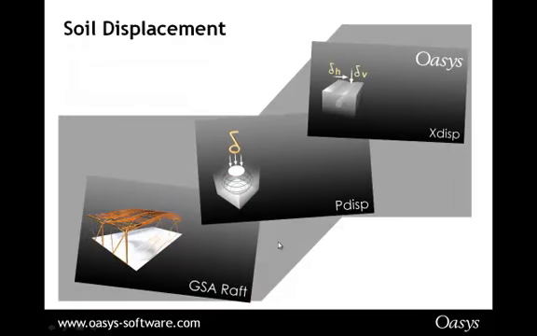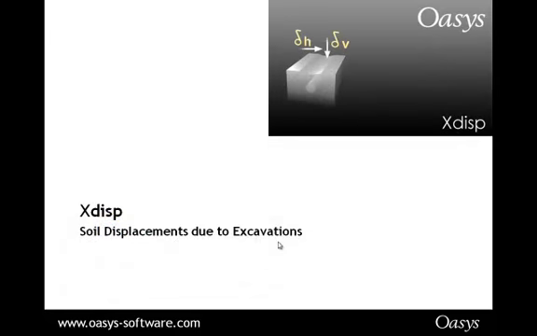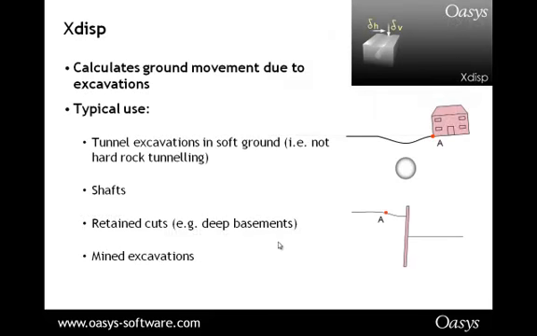So that's covered Oasys Slope and slope stability failure. Now I'm going onto soil displacement for geotechnical design. We'll start off with Xdisp, which is the soil displacements due to excavations. So what I'm going to do with Xdisp is explain the analysis methodology first, and then go on to case studies and recent developments in Xdisp.